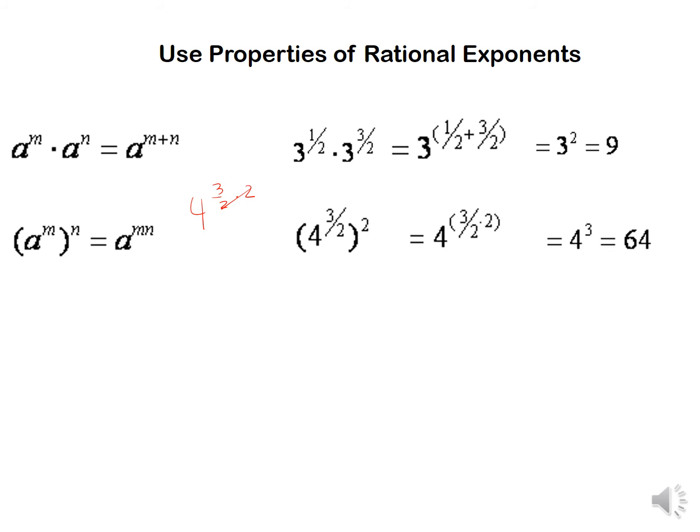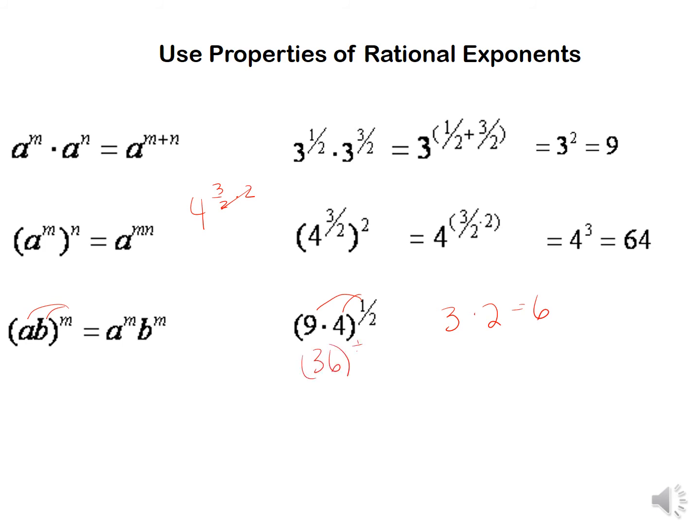The next example is a product raised to a power, so you would distribute, and you do the same thing for this. Now for this one, obviously, you could distribute to each one, and you get the square root of 9 times the square root of 4 equals 6. Or, in this case, it ends up being a perfect square, so it would be 6 as well. So you can choose on that one.